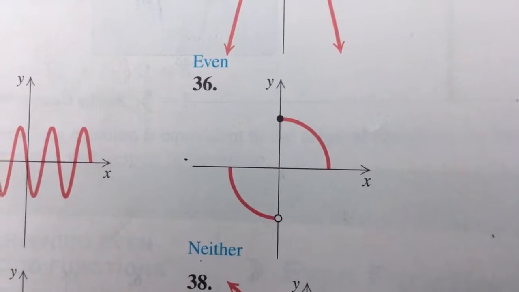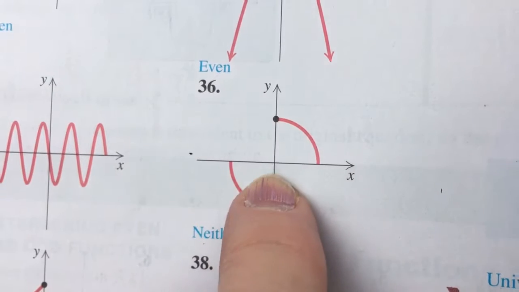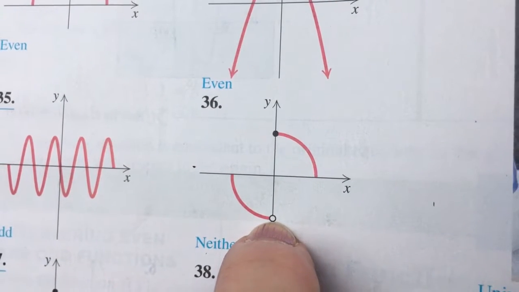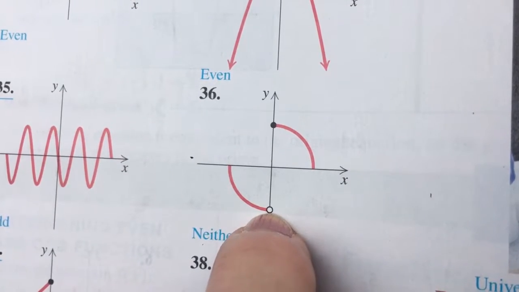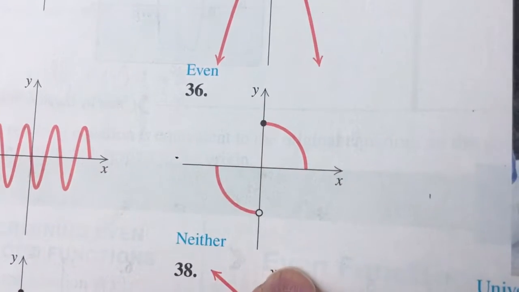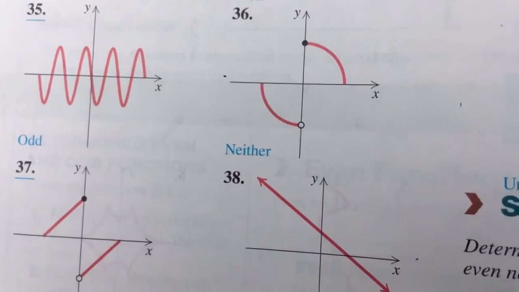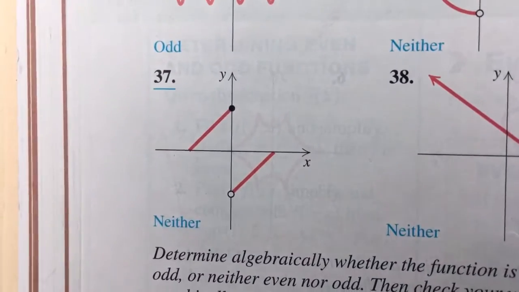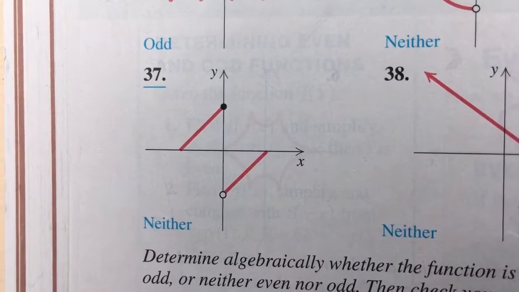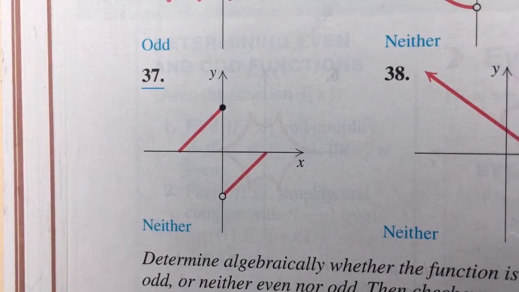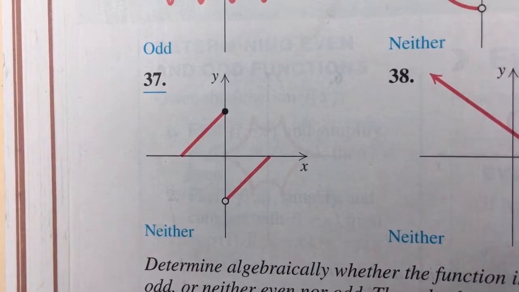Okay, this one is neither, because we have the little darkened point here and the empty open point there. And so even though it has kind of an odd configuration, it's not exactly odd because of those two points there. Okay, the same thing is with this one. It would be odd because it would rotate about the origin, but because one is a dark circle and one is an open circle, it's a neither.